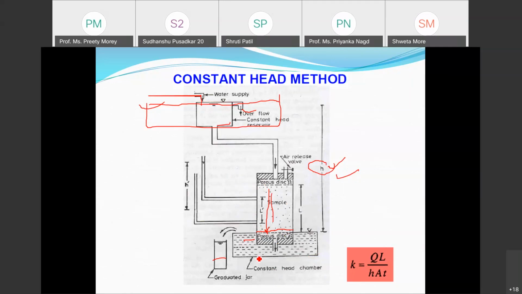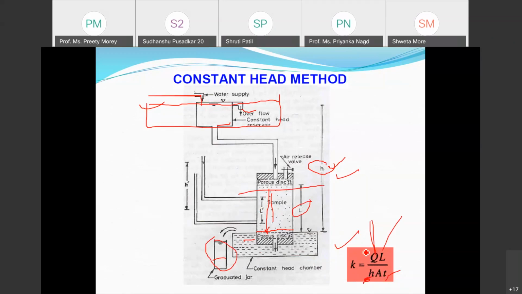find out how much amount of water is flowing through the soil for a given time t. And if I know this time t, and if I know the discharge Q, the amount of water flowing through the soil, I will get the coefficient of permeability by using this equation: K is equal to QL upon HAT, where H is the head of water which is flowing through the soil, Q is the discharge or the quantity of water flown through the tank, L is the length of the sample, and A is the cross-sectional area of the sample. T is the time for which the amount of water is flowing through the soil.